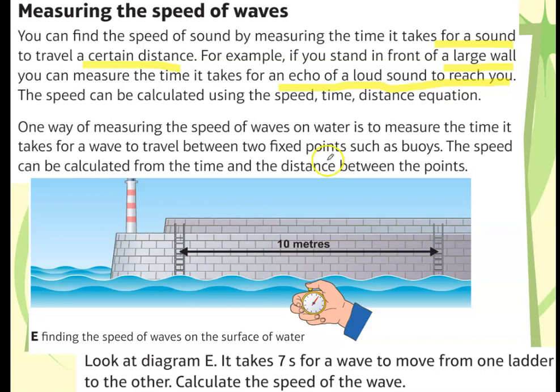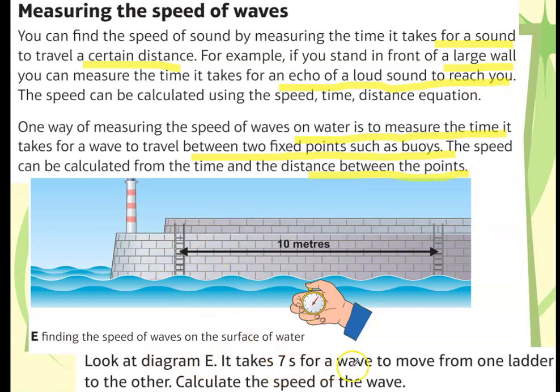One way of measuring the speed of waves on water is to measure the time it takes for a wave to travel between two fixed points such as buoys. The speed can be calculated from the time and distance between the points. You just need to know this slide, and for a few marks, 2 or 3 marks, you need to be able to describe how you can measure the speed of sound in air and how you can measure the speed of sound in water.